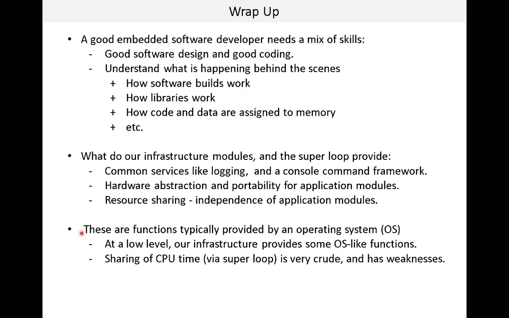Now, these functions I just listed are typically provided by an operating system. And at a low level, our infrastructure provides some OS-like functions. Of course, operating systems typically do a lot more, and they do it a lot better. For example, our sharing of CPU time via the Superloop is very crude and has weaknesses. And let me show you an example of that weakness.